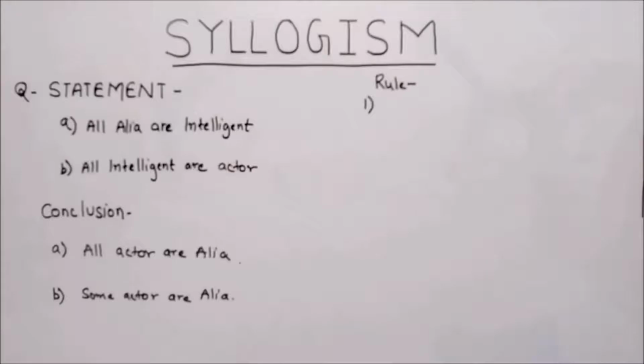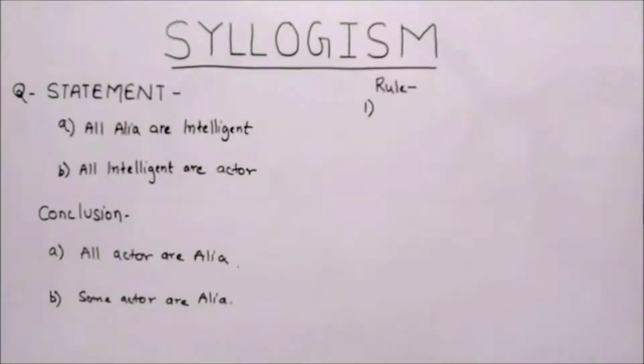First of all, what is syllogism? Syllogism is a kind of logical argument that applies deductive reasoning to arrive at a conclusion on two or more propositions that are assumed to be true. Syllogism is a very important topic for exams like IBPS and SSC. Today we solve syllogism questions without using Venn diagrams.